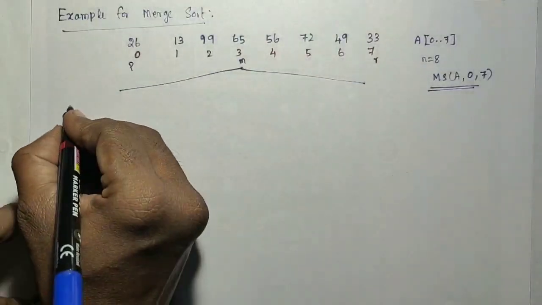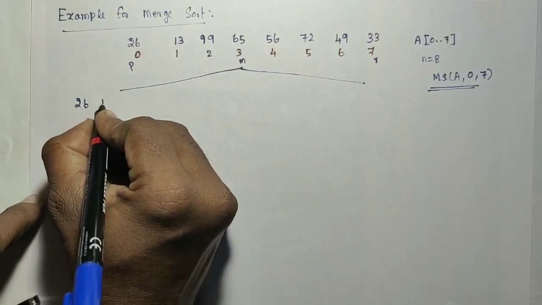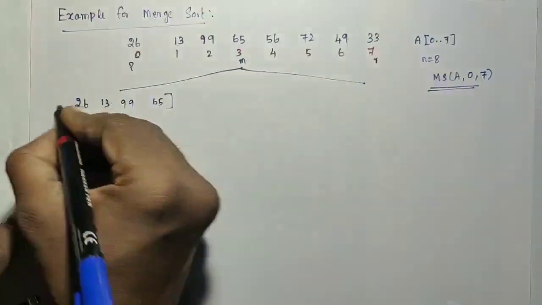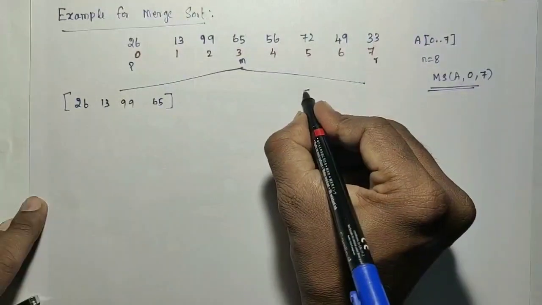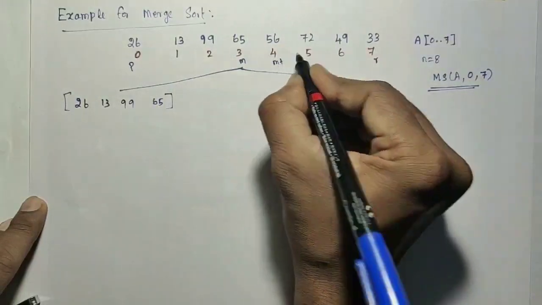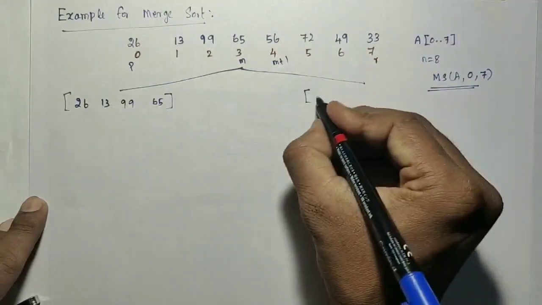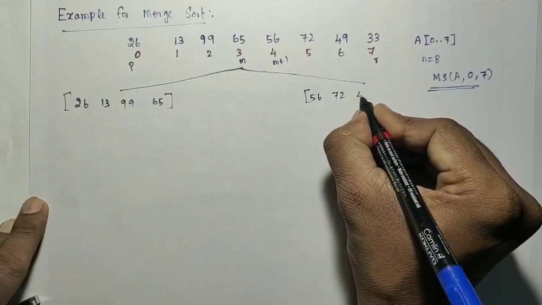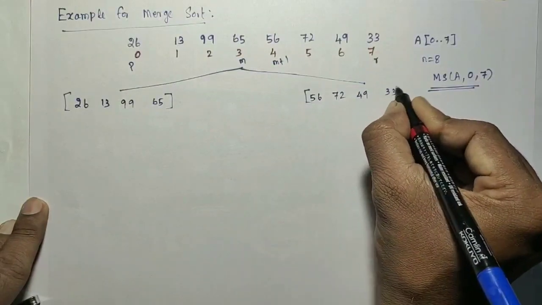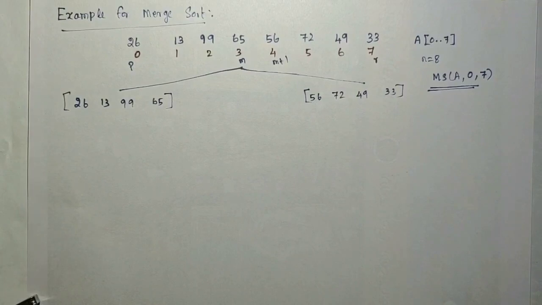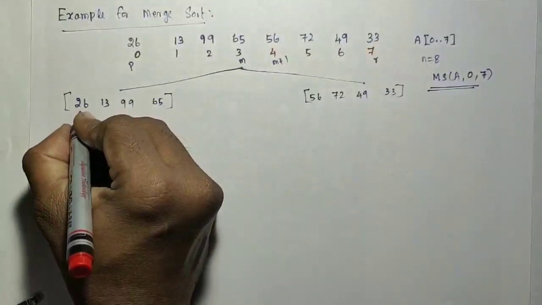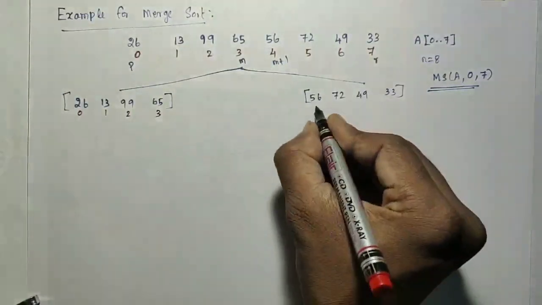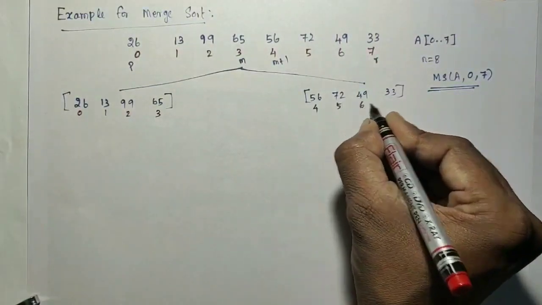The first half is 26, 13, 99 and 65. The second half starts at m plus 1, so m plus 1 to r: 56, 72, 49 and 33. This is the second half. The indices will be 0, 1, 2, 3, 4, 5, 6, 7.